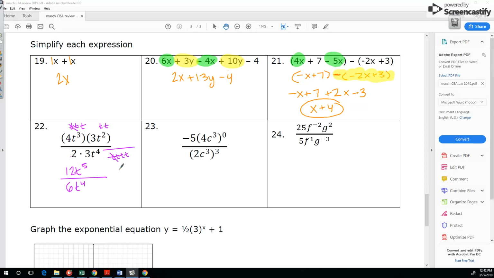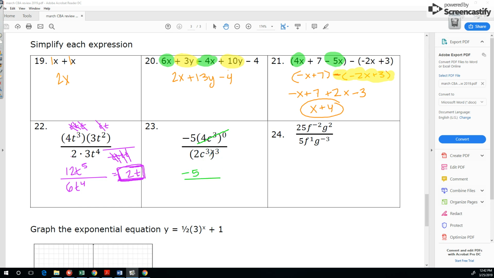cancel, cancel, cancel. I'm left with 1 t in the numerator. Dividing my coefficients, 12 divided by 6 is 2. So I actually don't need that line. I don't have a denominator. Anything to the 0 power is 1, but only that parenthesis. So this whole thing is 1. So I'm just left with a negative 5.